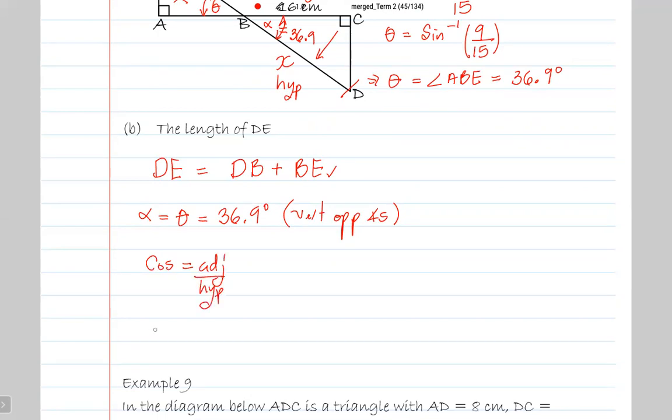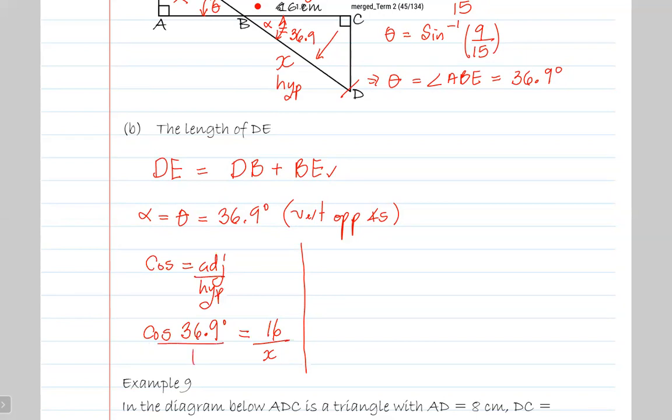Then I'm going to say the cosine of the angle, which is 36.9 degrees, is equal to the adjacent side, which is 16, over the hypotenuse, which is x. So we need to determine what is x in order for us to do the question that we were asked to do.